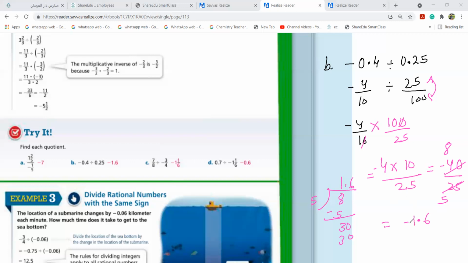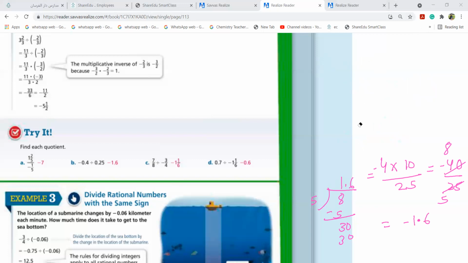Go, Ritan. Okay, so minus 1.6, okay? Finished, girls? Okay.